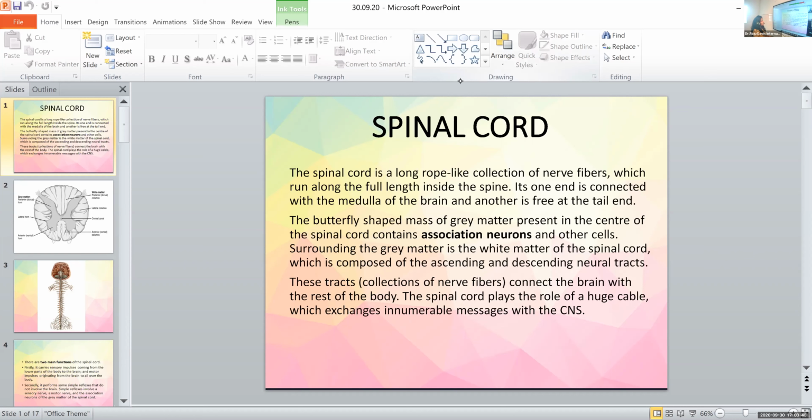The spinal cord is a long rope-like collection of nerve fibers which run along the full length inside the spine or the backbone. Its one end is connected with the medulla of the brain and another is free at the tail end. The butterfly-shaped mass of gray matter present in the center of the spinal cord contains association neurons, and white matter contains the neural tracts. So we'll see the basic structure.